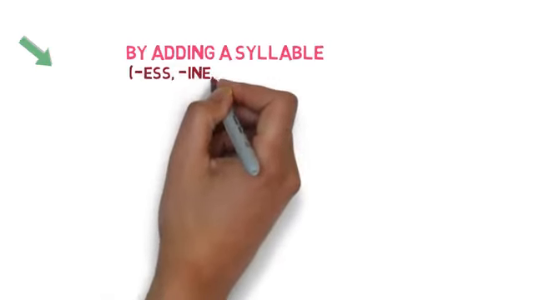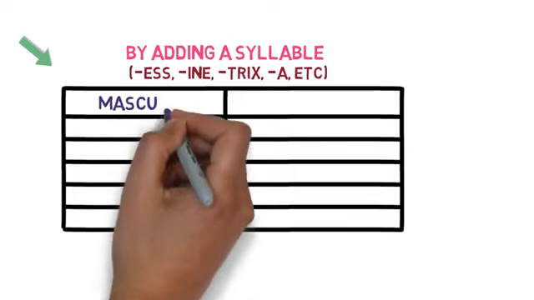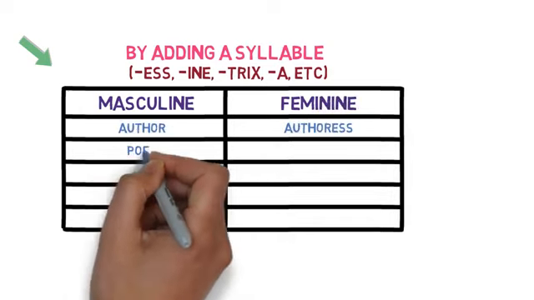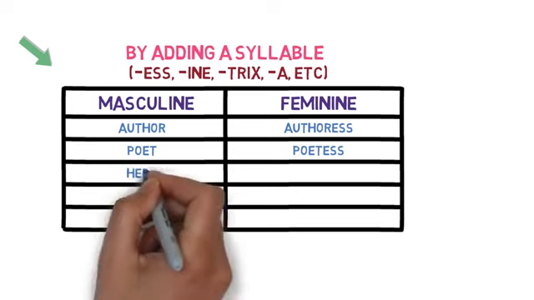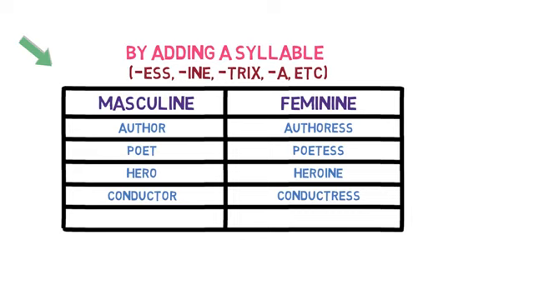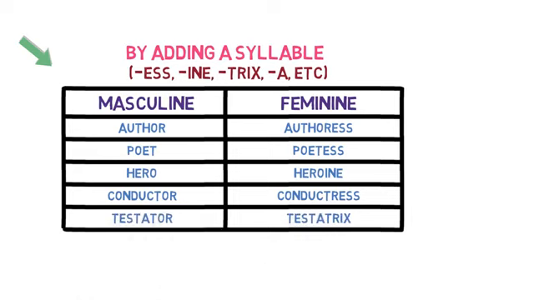The second way is by adding a syllable like ess, ine, trix, a and likewise. For example, author, authoress, poet, poetess, hero, heroine, conductor, conductress, testator, testatrix. So in this way, we have used different syllables to get the feminine gender for the masculine gender. So this is the second way.